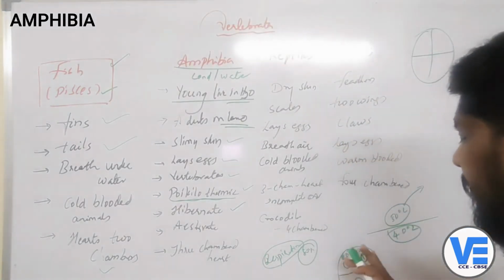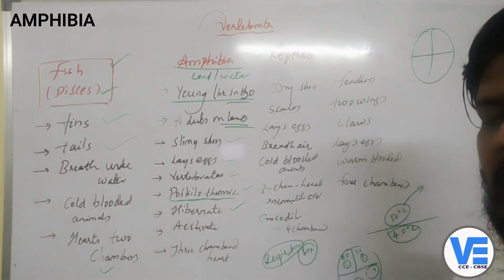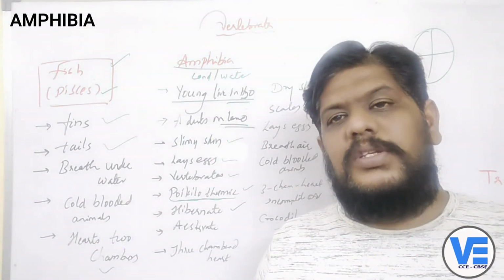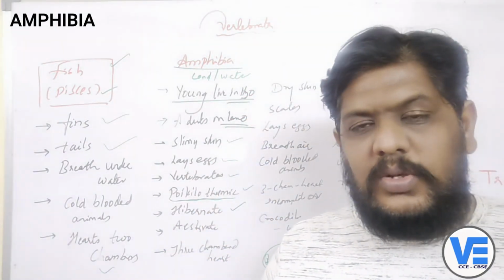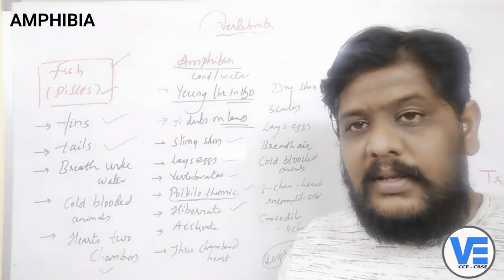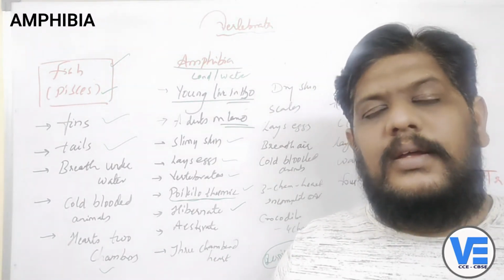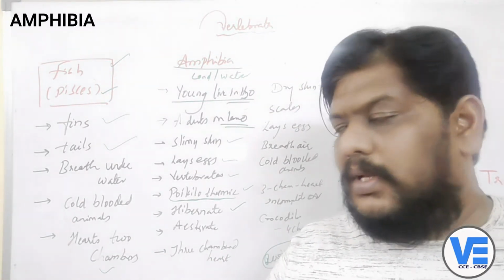So now here these animals have a 3-chambered heart. Okay, children, so these are the characters of the amphibia. They live on land and also in water. When they are young, they live in the water, and when they become adults, they come to the land.